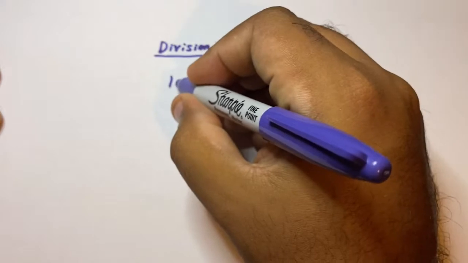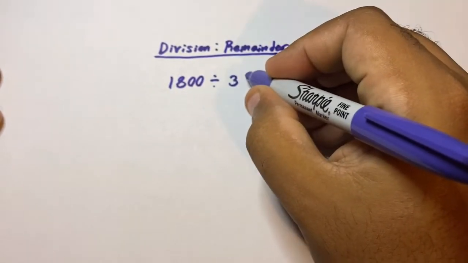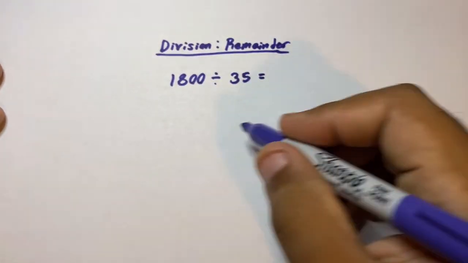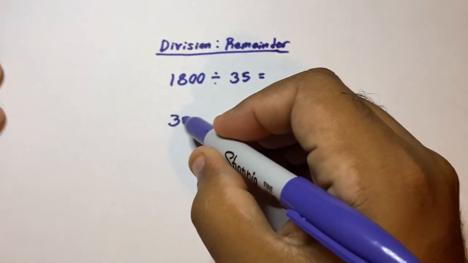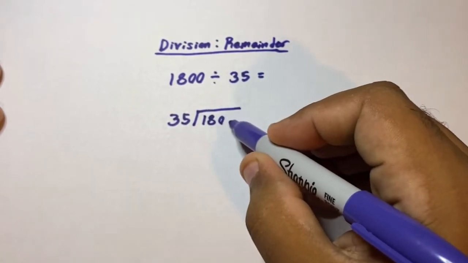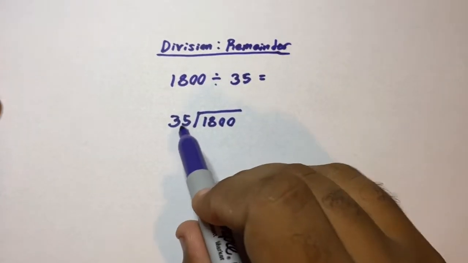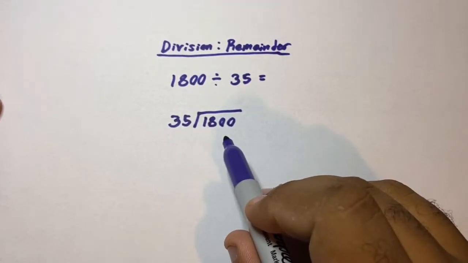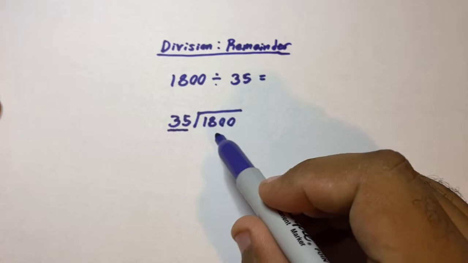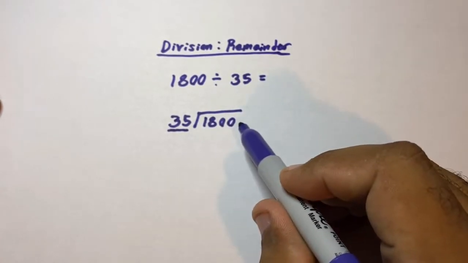Let's say 1800 divided by 35. Let's go with that. You have to convert this to the division format. So it'll be 35 on the outside, 1800 on the inside. Okay? Now, the whole point of this is to find out how many times 35 can fit inside 1800. So I'll underline it just to help out.